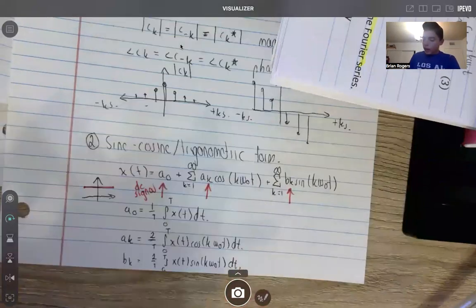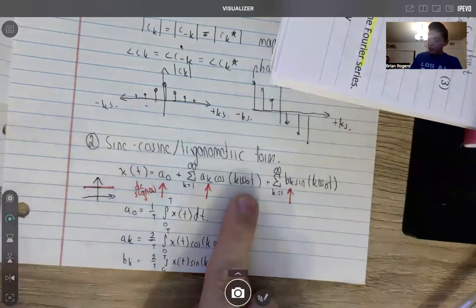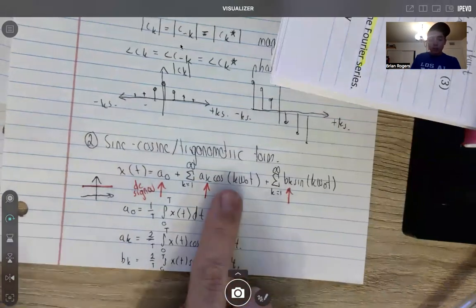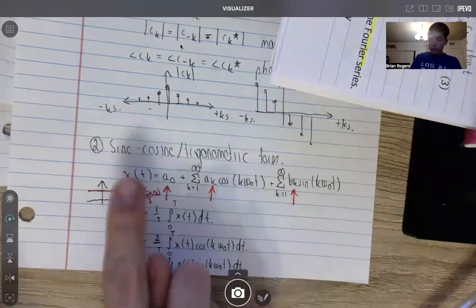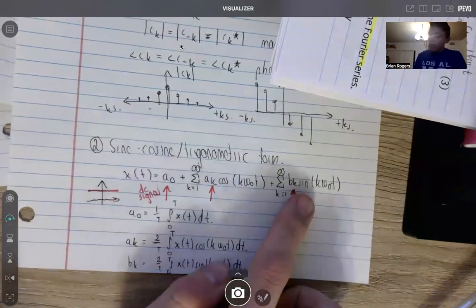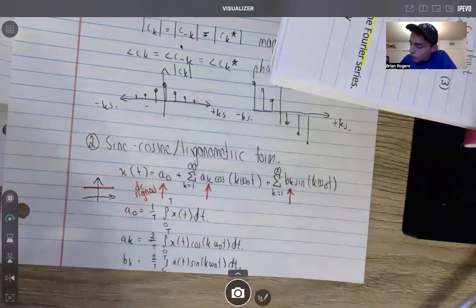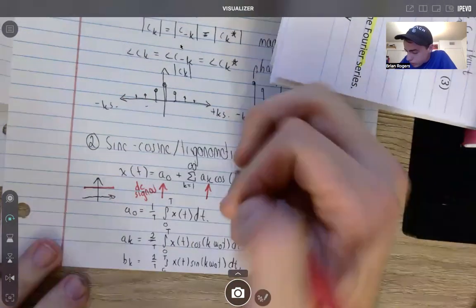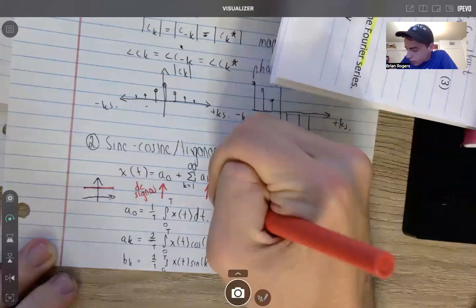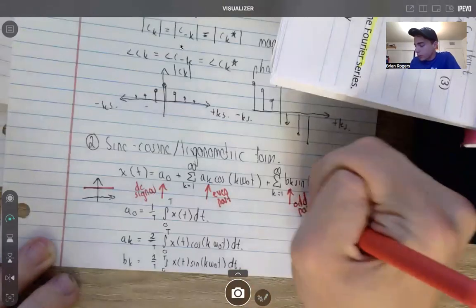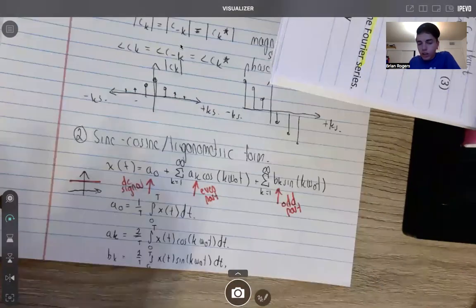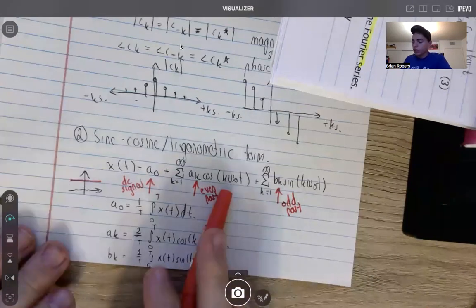Here, this is telling us how much of the cosine waveform you're going to have for your signal. This is telling you how much of the sine waveform you're going to have for x of t. This is telling you how much of the even part and how much of the odd part. Because remember, you can always construct the signal from its even and odd parts. It's telling you how much cosine and how much sine you have in your signal.